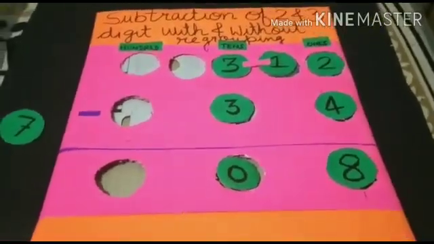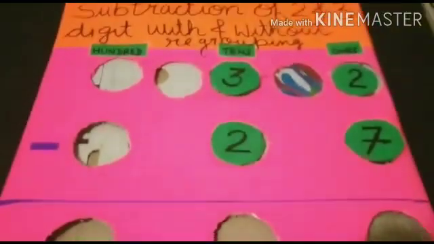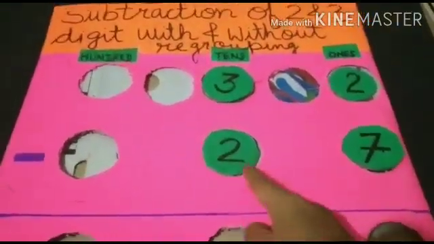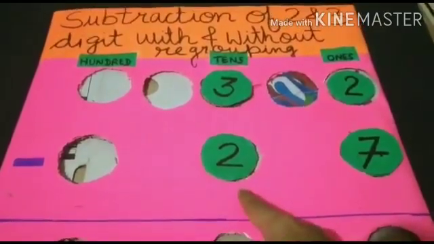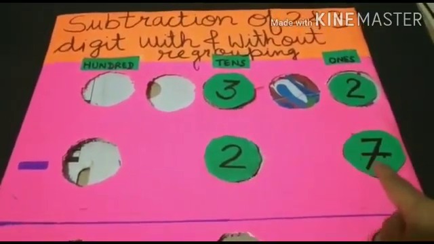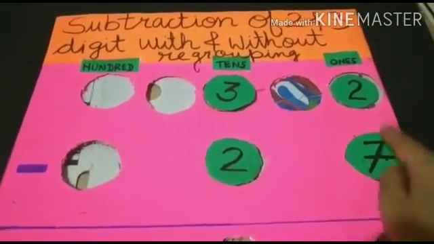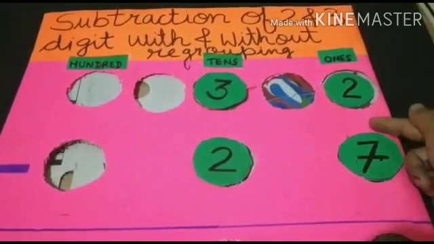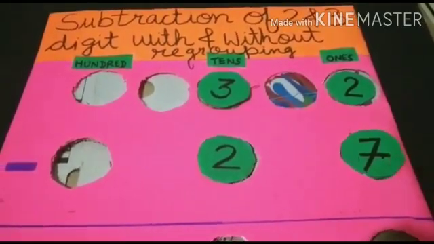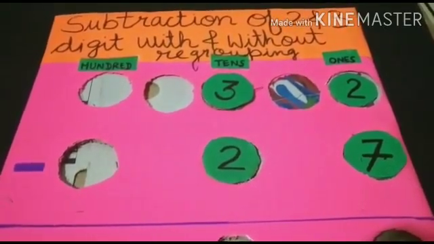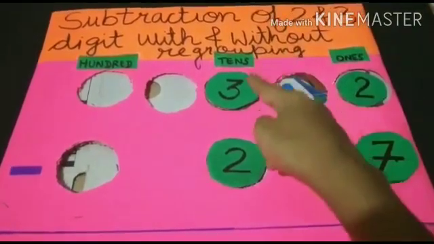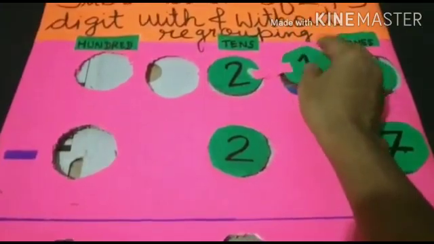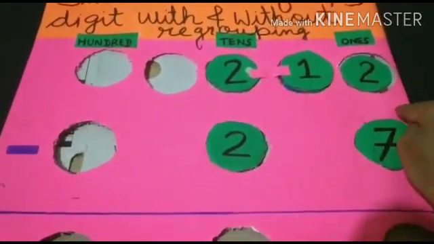Now we will do the second sum. Here we have to subtract 27, 2 tens, that is 20, and 7 ones, that is 7, from 32. Here also 2 ones is lesser than 7 ones. So again what will we do? Yes, we will borrow from tens. It will give 1 tens and it will become 12.